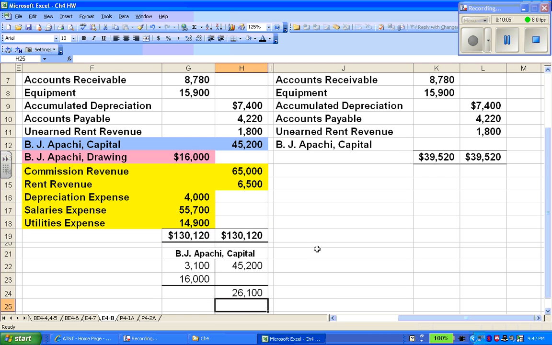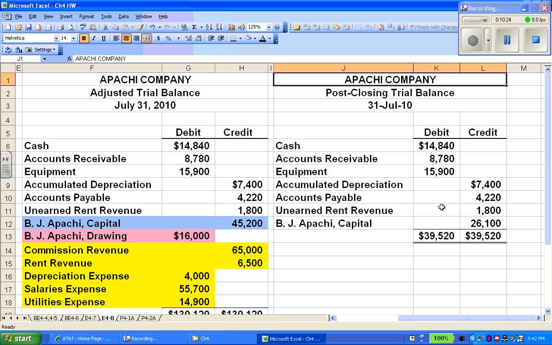So I want that new balance, and that's 26,100. And that's a credit. And so if I total this up, my debits will equal my credits, and I do sum it to make sure. So there's our post-closing trial balance, and it's in balance. Our debits equal our credits. That's it for exercise 4-8.